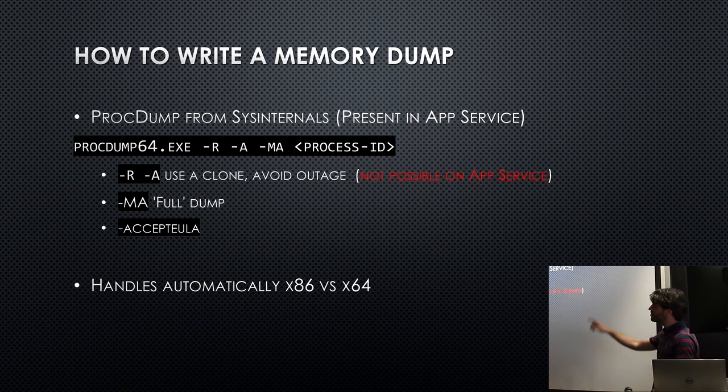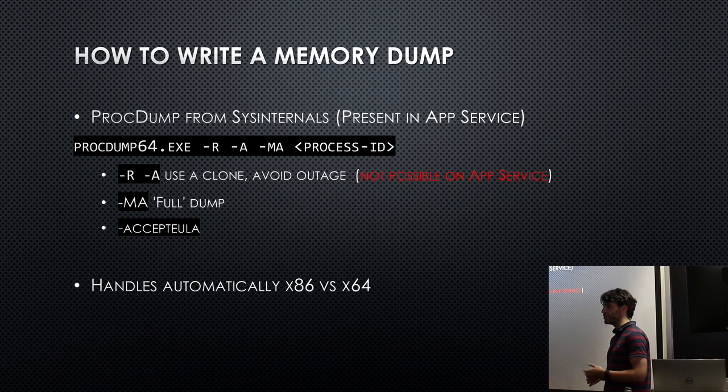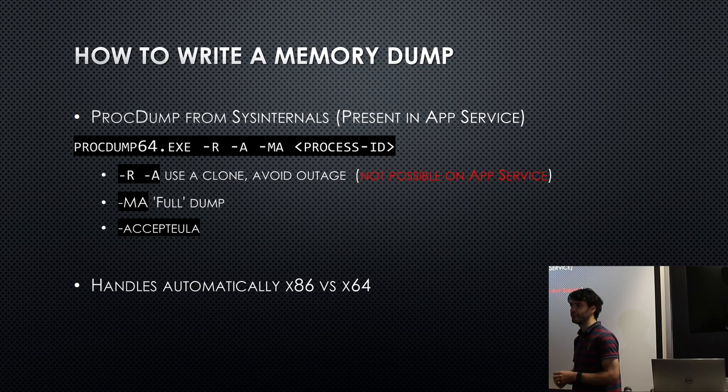So the first two switches, -r and -a, are the ones that you normally use when you are on the hardware yourself, because what it does is it will do some kind of a clone of the process, and it will avoid an outage. So at one point in time, procdump will just capture the whole memory, the whole heap, and like this, IIS will continue to serve requests during this time. So it's quite important if you're serving a high traffic production website, because you obviously want to avoid being down for the few seconds that the dump will require.